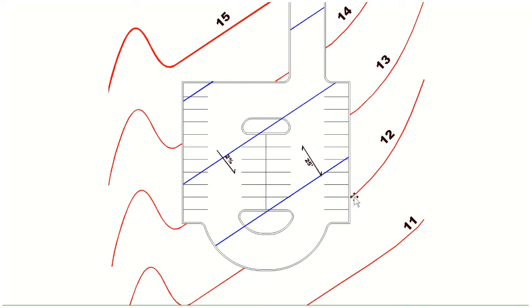If we go halfway between the 12 and the 13 contours on the landscape area, we know that the elevation right here, halfway between, is going to be 12.5. Because we're using 6-inch curbs, we also know then that this contour is going to be 6 inches below 12.5, which means this is going to be the new 12 contour.